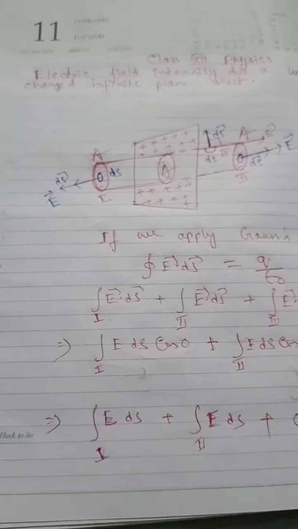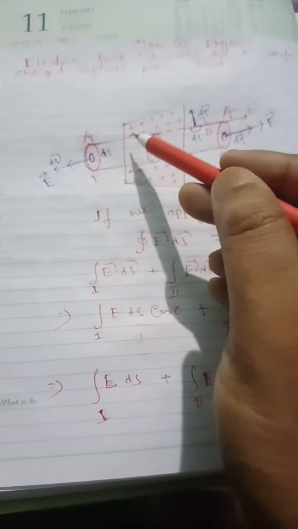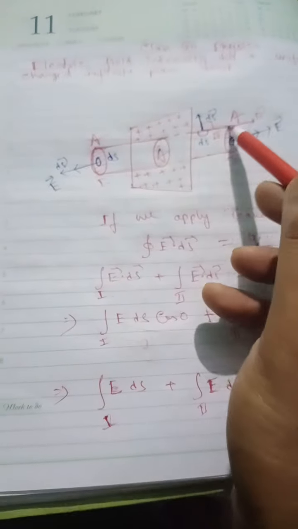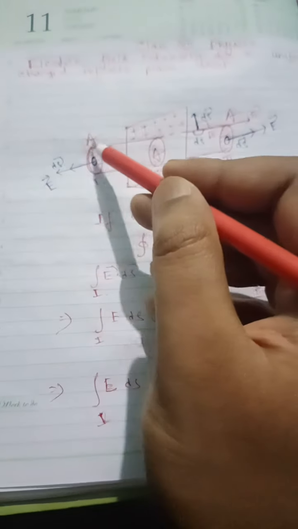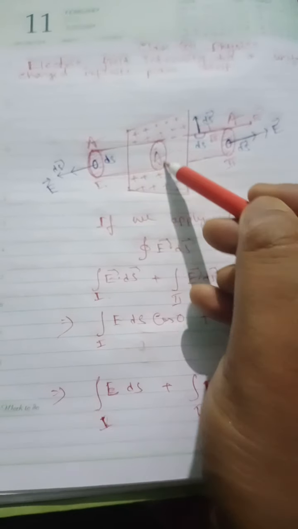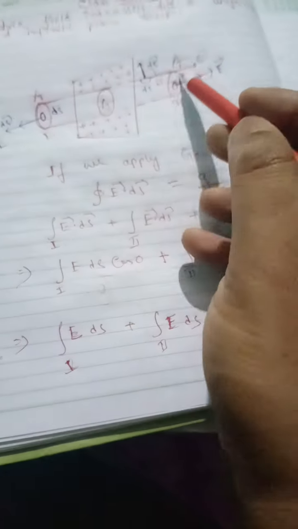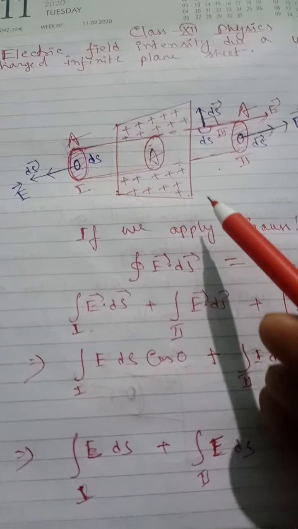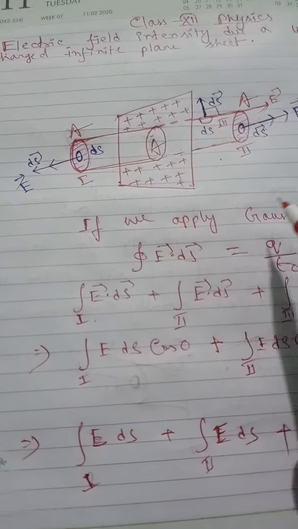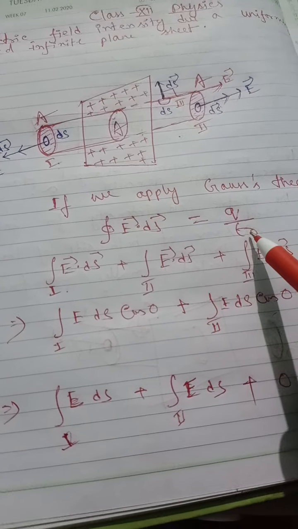So I repeat once more. Here this is the plane sheet. Here we take one Gaussian surface, that is a cylindrical surface of area of cross section A. So here also A portion is occupied in this cylinder. Now for this cylinder, if this is a Gaussian surface, we use the Gauss theorem. What is the Gauss theorem? E dot ds is equal to q by epsilon naught.